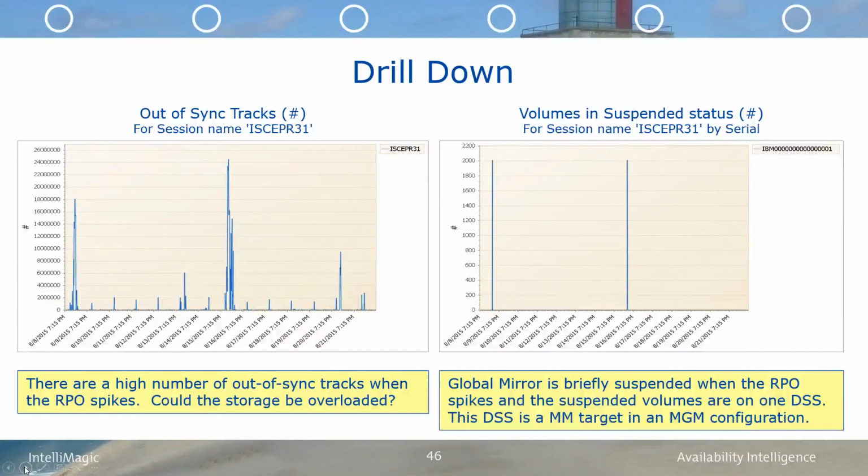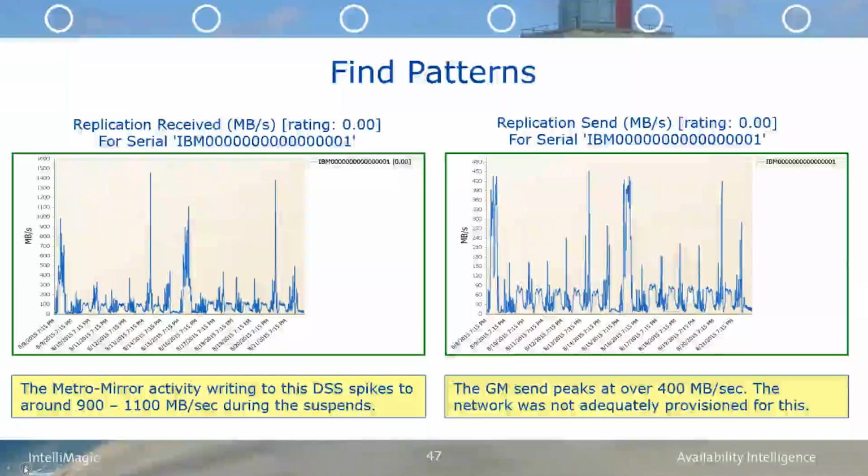Now we notice that, because of configuration information we have, this storage system is a Metro mirror target in a Metro global mirror environment. So this helps us figure out where the data that's going into the storage box is coming from, so we can see if there's some kind of an imbalance. So let's move to the next chart, please.